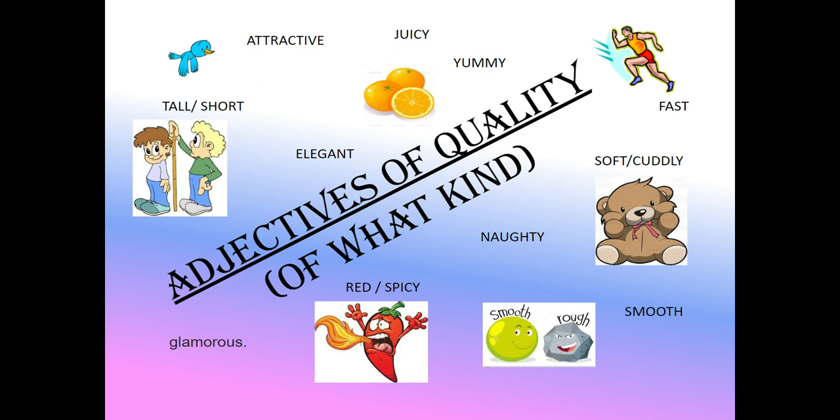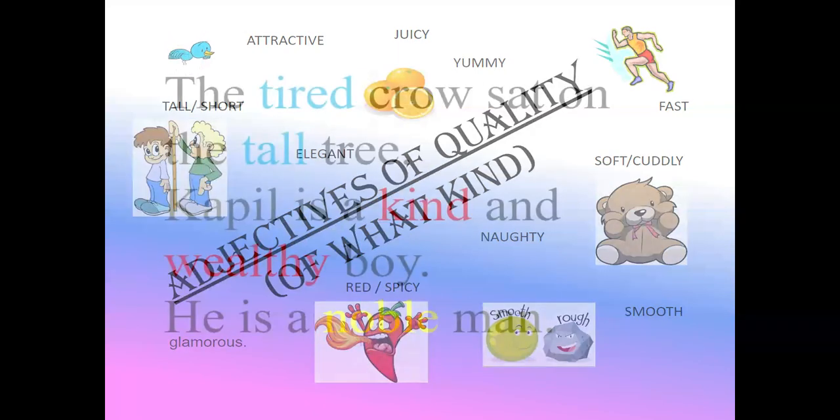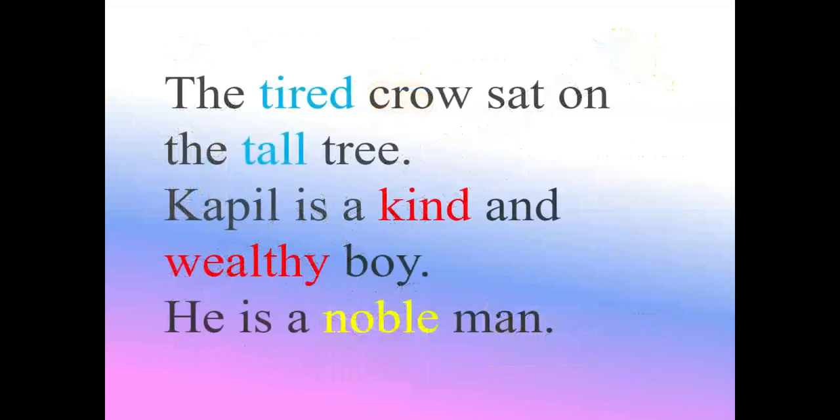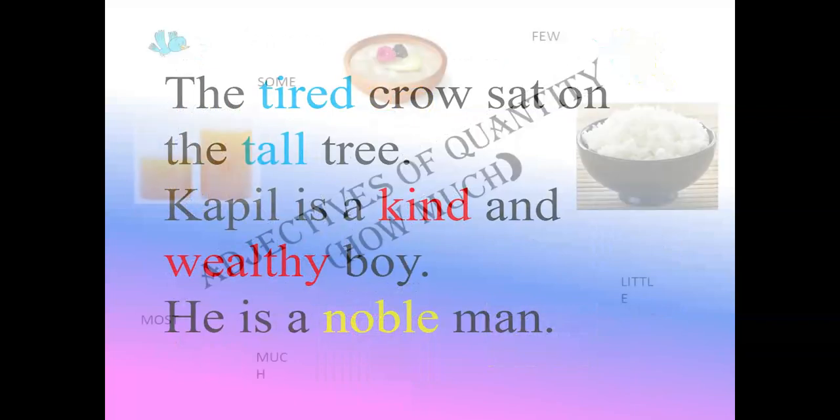They tell us about the characteristics of the noun, like size, shape, color, material, and they answer the question what kind. For example, the tired crow. So we're talking about the crow. How is the crow? Tired crow. It is a word which is modifying a noun. Here, the tired crow sat on the tall tree. Kapil is a kind and wealthy boy. So we are talking about a noun, Kapil, the boy who is kind and wealthy. In the same way, he is a noble man. So we are telling about the quality of a particular noun or a pronoun.